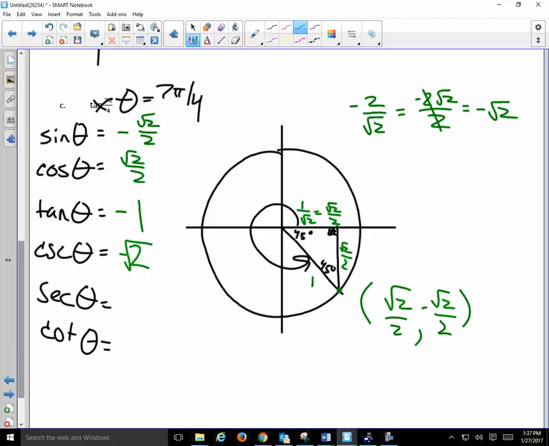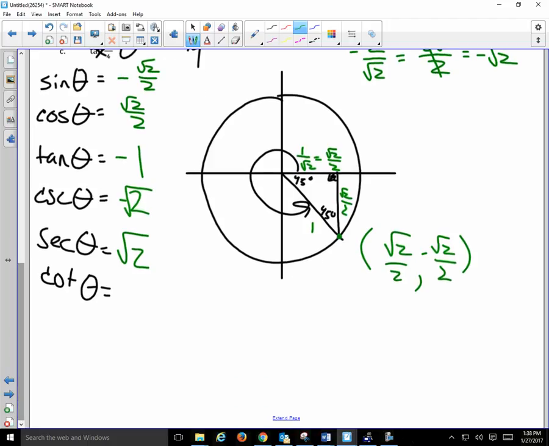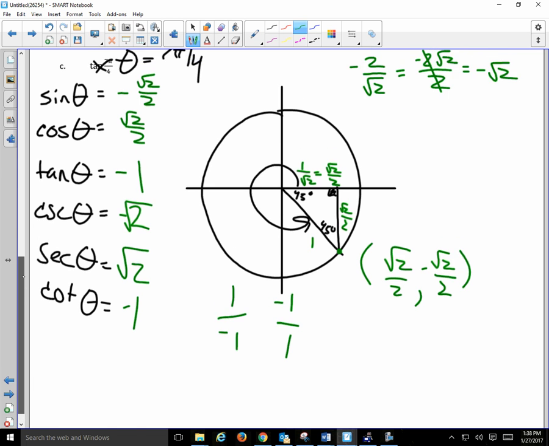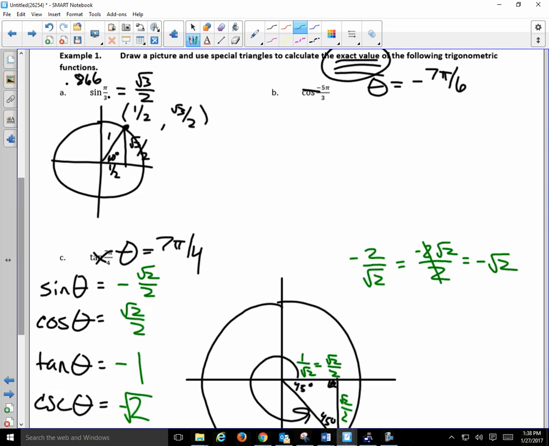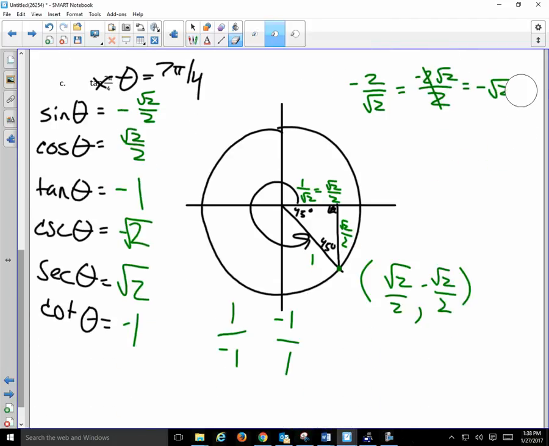Okay. So what's secant going to be? Just root of 2. Yep. Cotangent. What's the reciprocal of negative 1? Is it 1 or negative 1? I have 1 over negative 1, and I take the reciprocal. Does it change value? No. Okay, let's move up, try another one, then we'll get you an assignment.